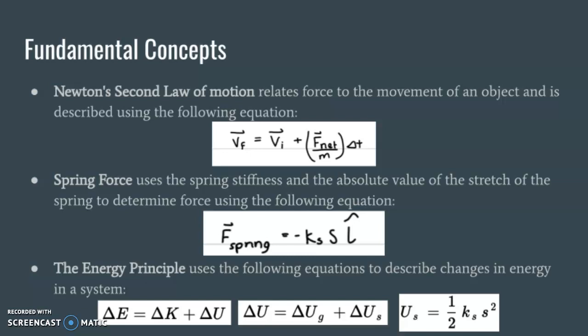Finally, the energy principle was used to describe the changes in energy using the following equations. Delta E equals delta K plus delta U. Delta U equals delta U of gravity plus delta U of the spring. And U of the spring equals 1/2 Ks S squared.